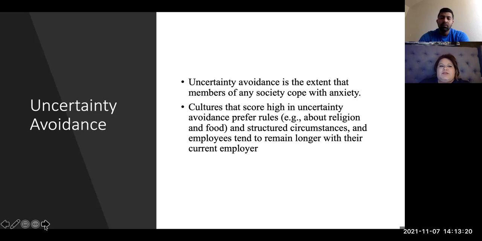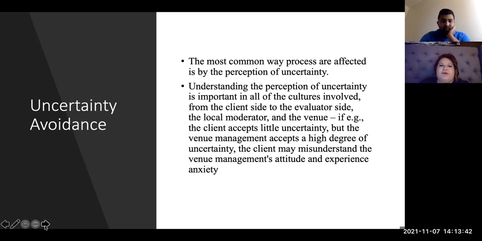And so Hofstede says cultures that score high in uncertainty avoidance prefer rules, such as religion and food. They also prefer structured circumstances, and employees tend to remain longer with their current employers. That's according to Thompson. And in some ways, uncertainty avoidance will influence processes.